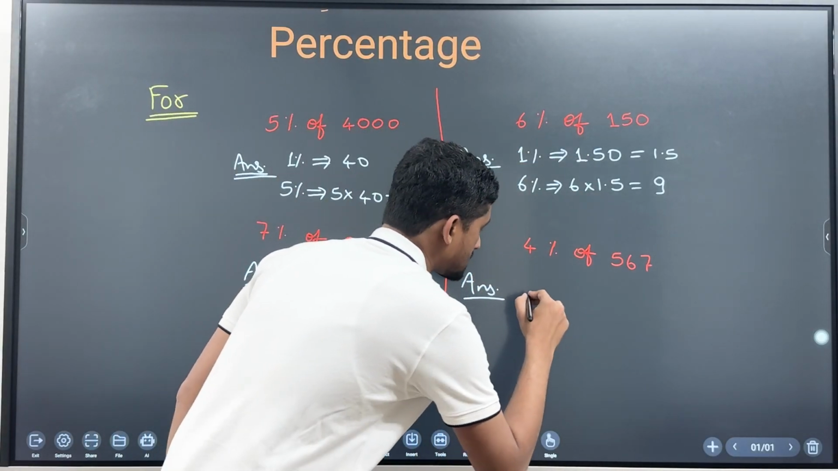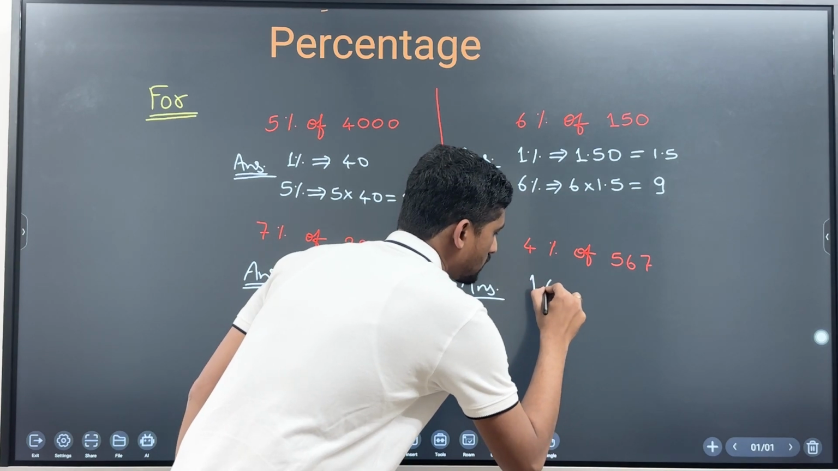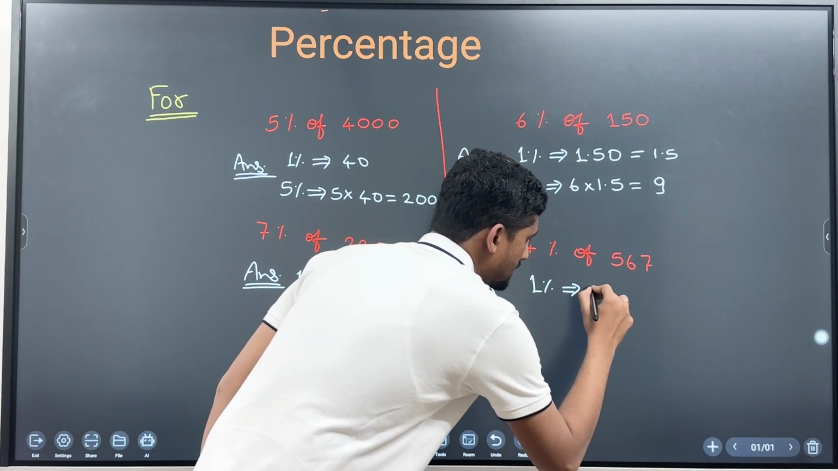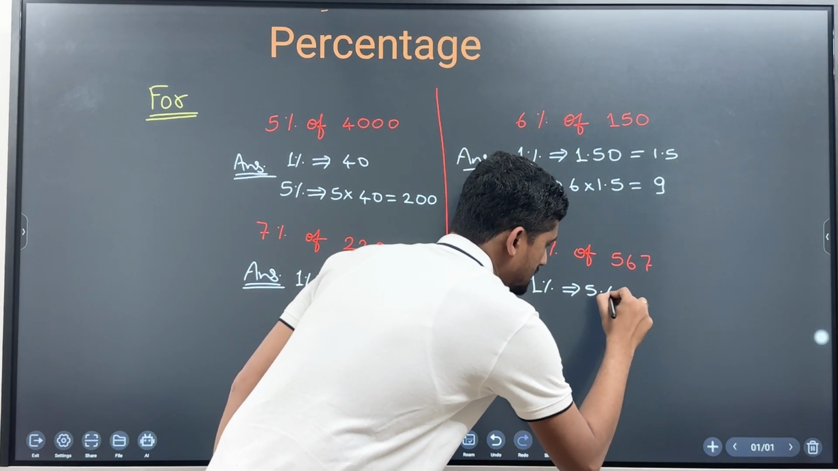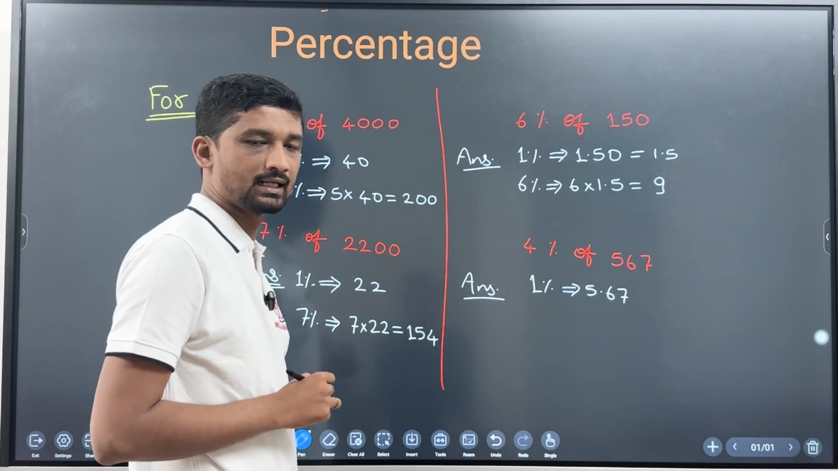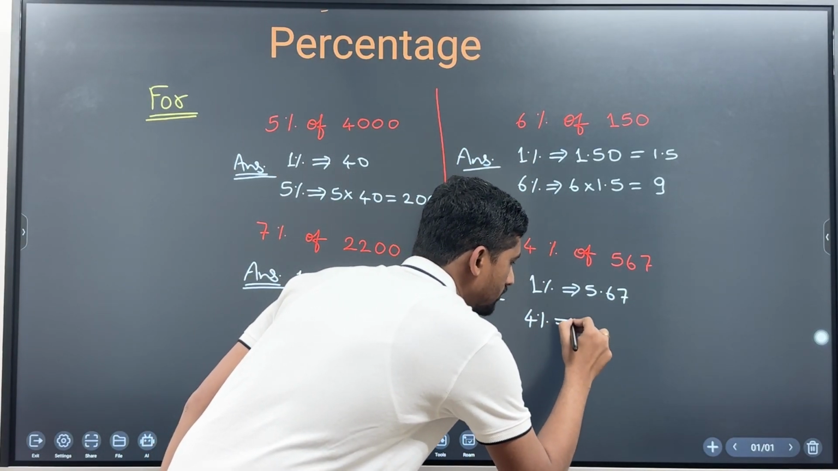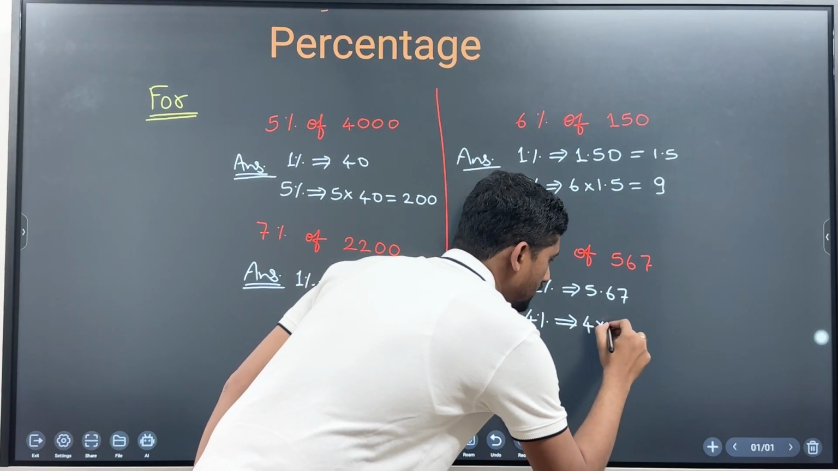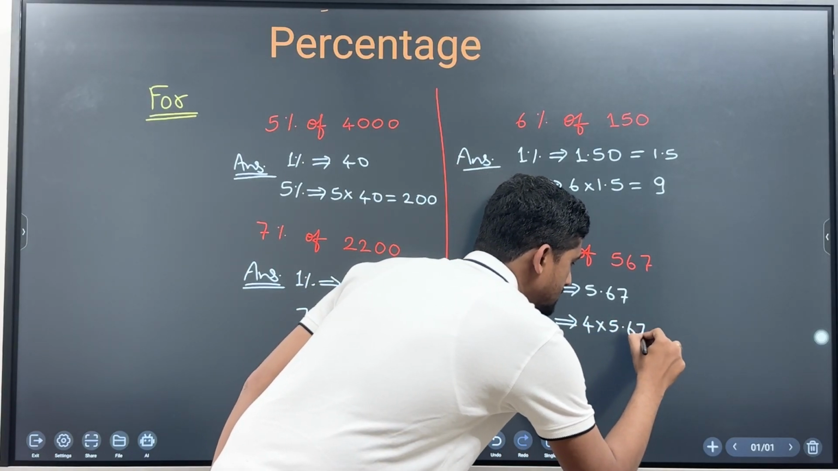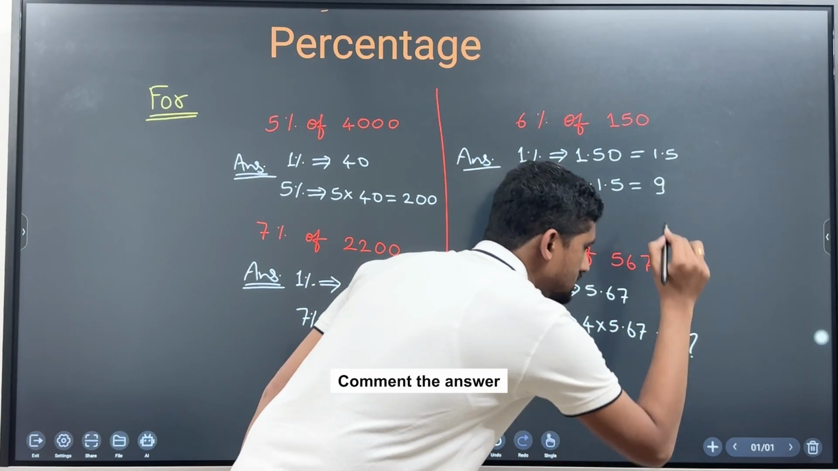Same with 4%. So 1% of 567, we will put a decimal of 2 digits, that is 5.67. Now 4% means 4 into 5.67. Comment the answer below.